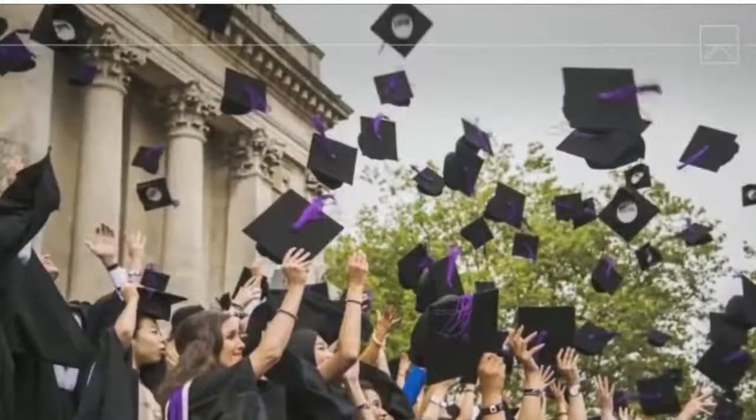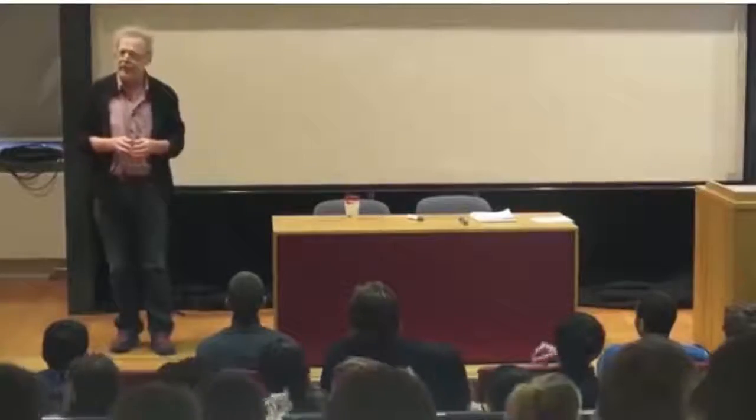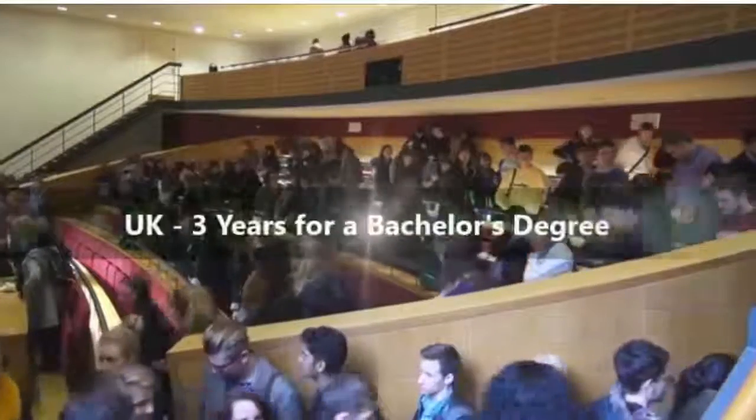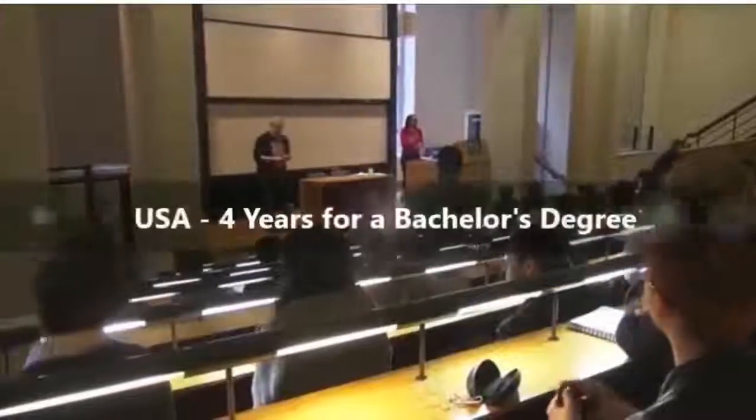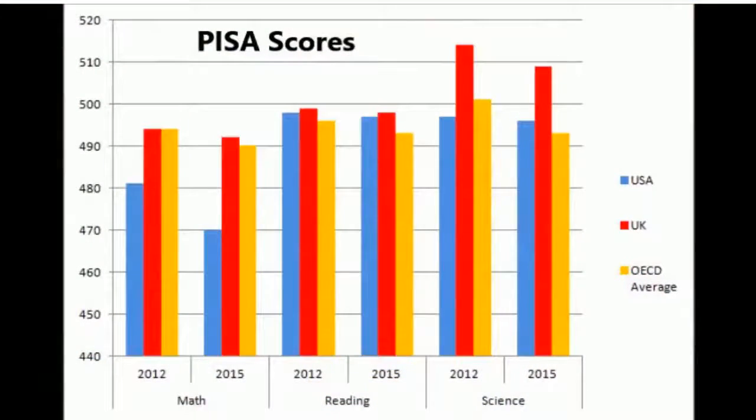Next, let's discuss education. Both countries hold education in high regard, but surprisingly, you can get a degree much faster in the United Kingdom than in the United States. To get a bachelor's degree in the United Kingdom, it would take 3 years, whereas it would take 4 in the United States. But to see how the United Kingdom performs in education, let's look at the PISA scores.